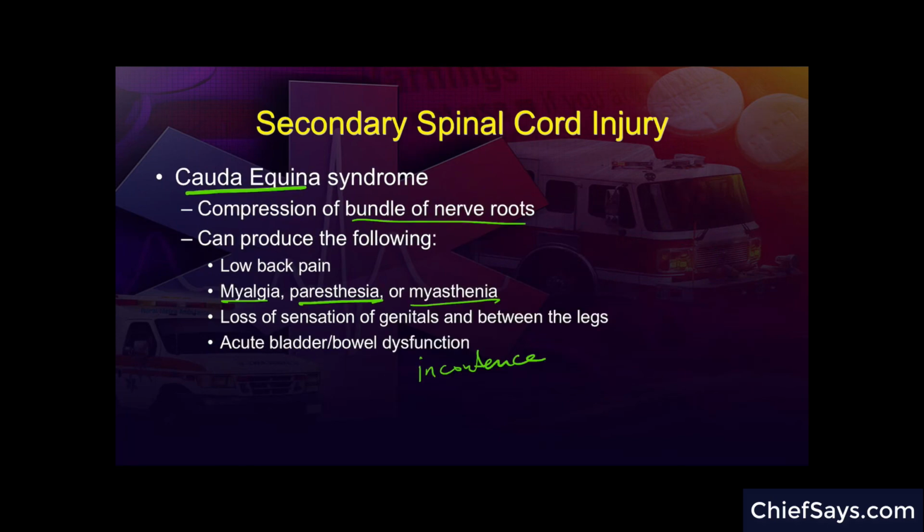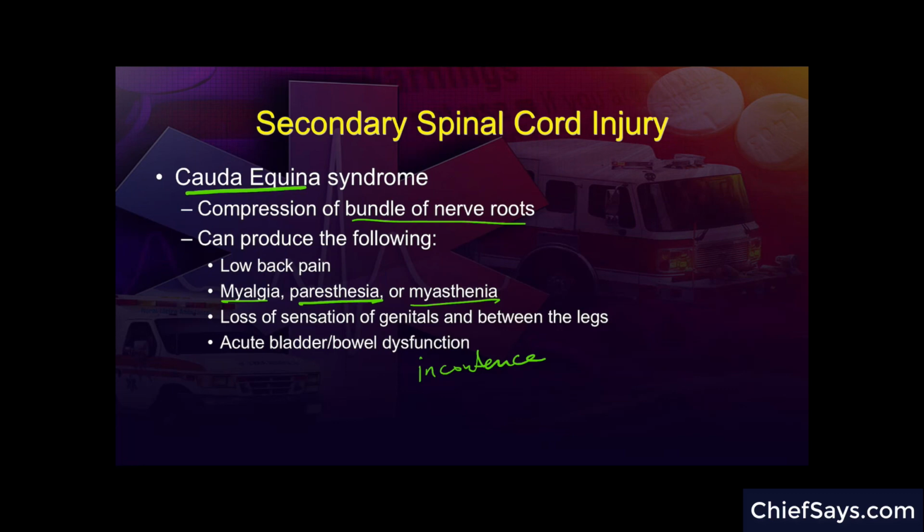Cauda equina syndrome occurs in the lower portion of the spine when an injury has impacted the low lumbar region. This is where the cauda equina, or the terminal end of the spinal cord, turns into all the spinal nerves that transmit down the lower extremities and into the pelvis and low abdomen.